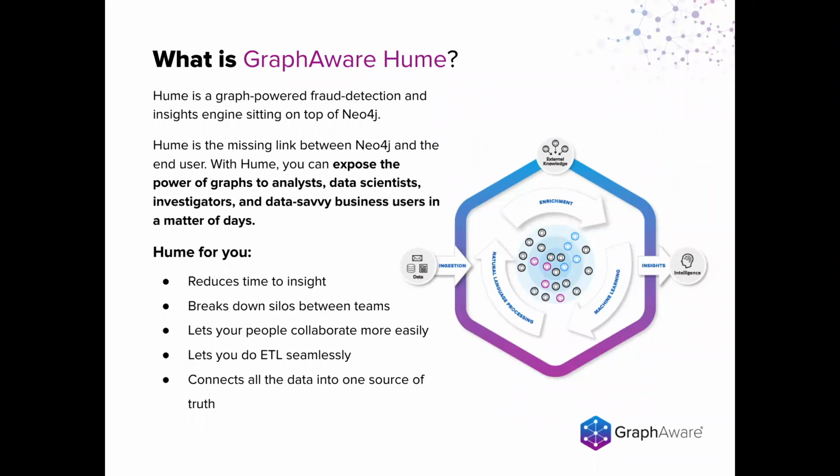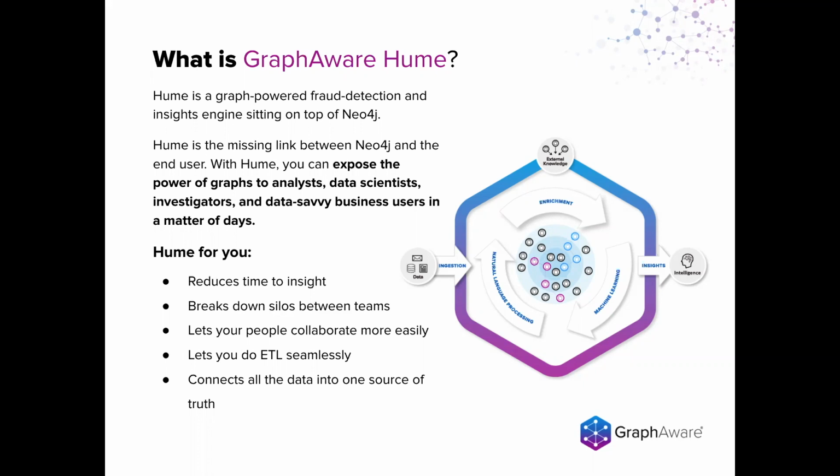So, okay, let me start by introducing Hume. As you know, Hume is our product, and it is a graph-powered fraud detection and insights engine sitting on top of Neo4j. This is why we often say that it's the missing link or connection between Neo4j and the end user. And that's very powerful because it lets you leverage and expose the full power of graphs, full power of your data to your analysts, data scientists, and investigators in a matter of days.